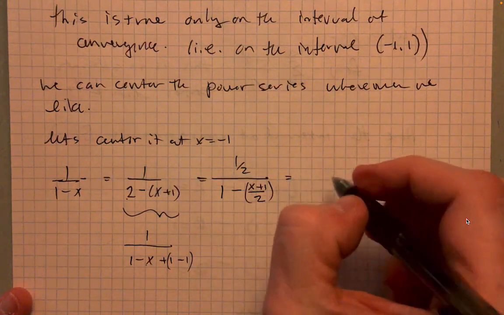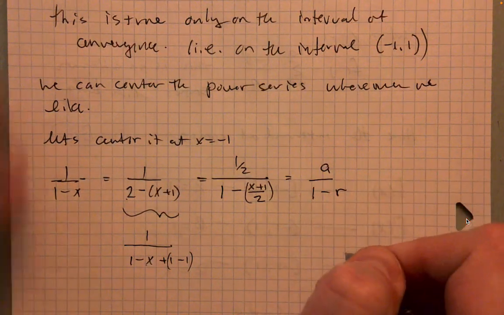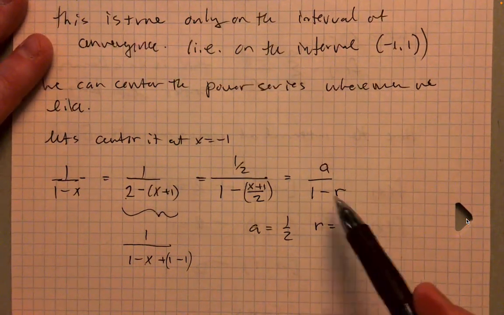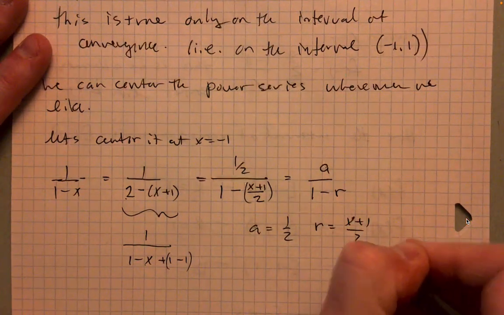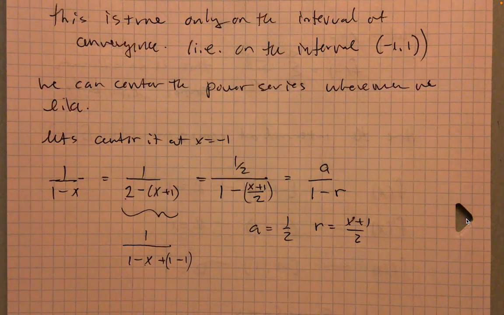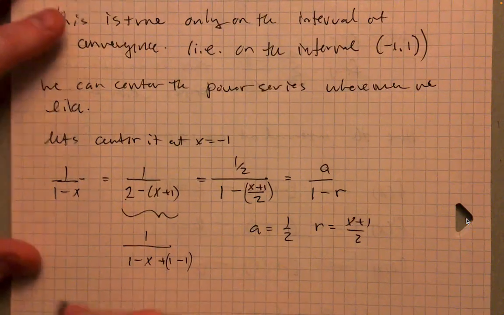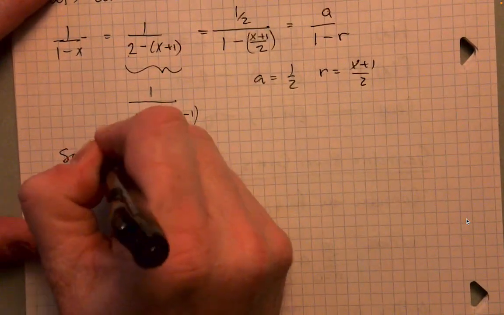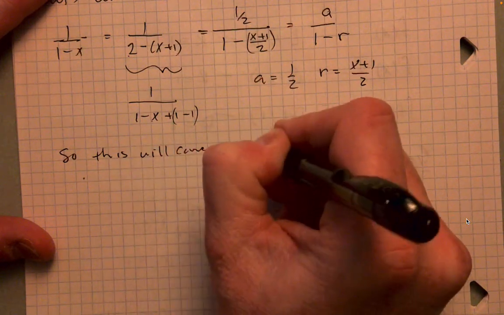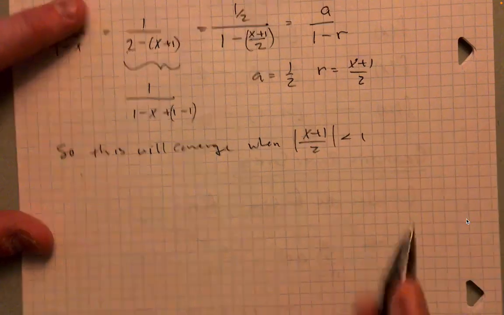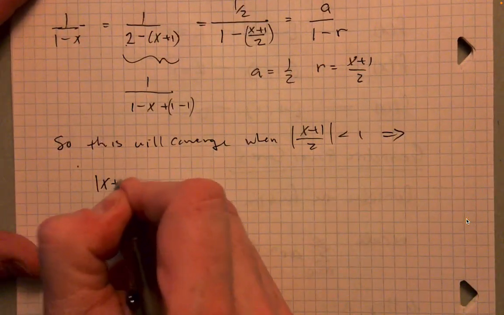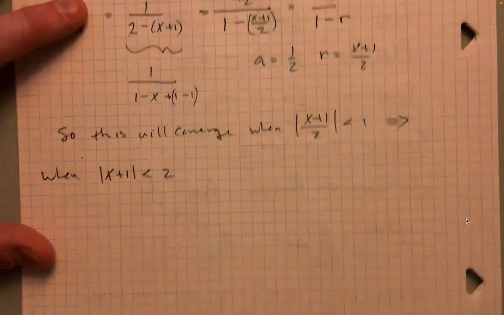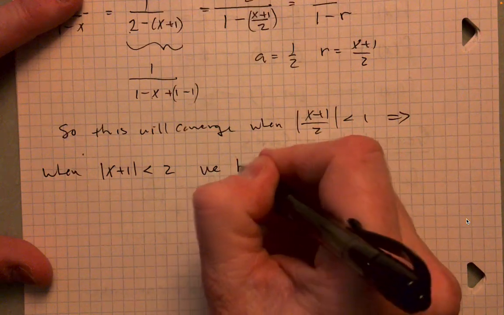And so this is equal to a over 1 minus r, where a is equal to 1/2, and r is equal to the other piece here, x plus 1 over 2. So where is this going to converge? It will converge when the absolute value of x plus 1 over 2 is less than 1, which is to say that the absolute value of x plus 1 is less than 2. When this is true, we have a power series here.